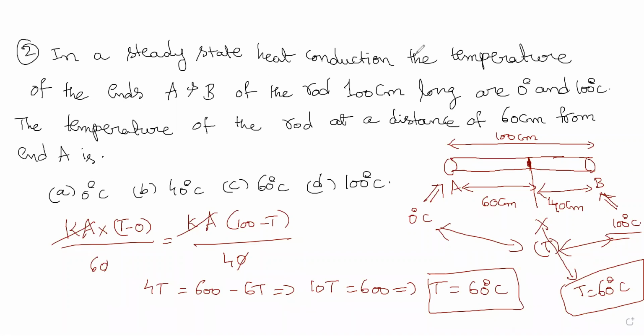Sir, the rod we consider is uniform, sir. Yes, of course. The rate of heat transfer is also uniform. That is steady state. What is steady state? When we take it at 30 centimeters, at that time also T is equal to 60 degrees Celsius, sir. No, if you take 30 centimeters, you get 30 degrees centigrade.